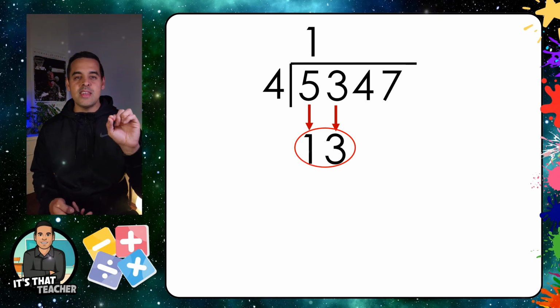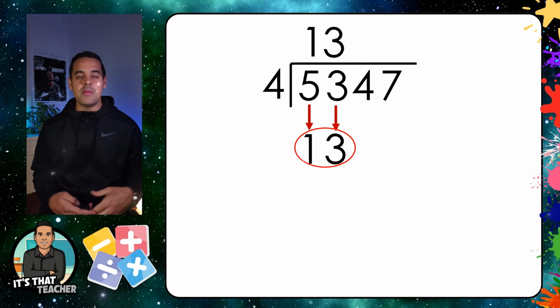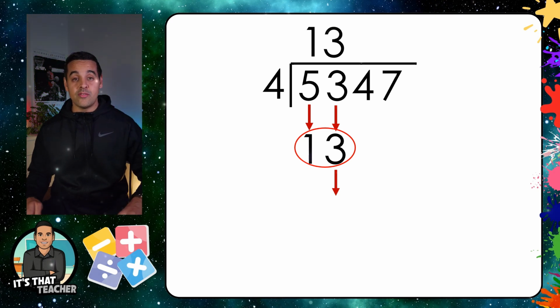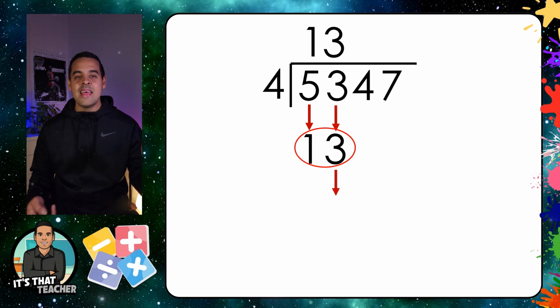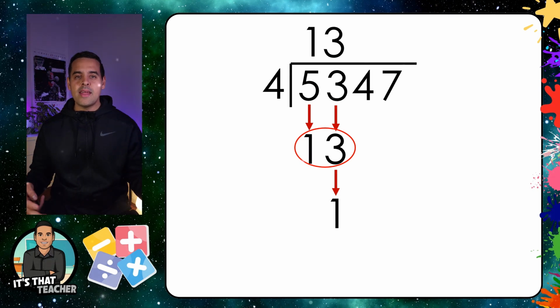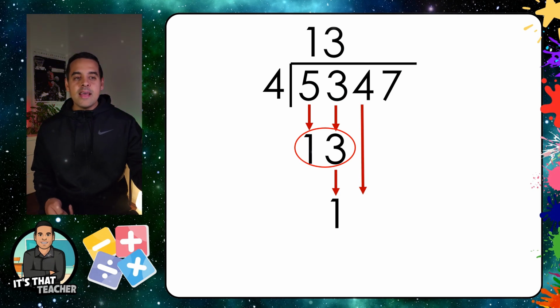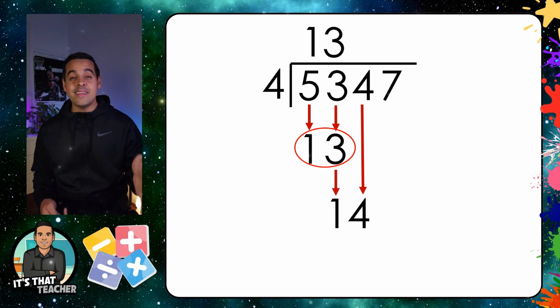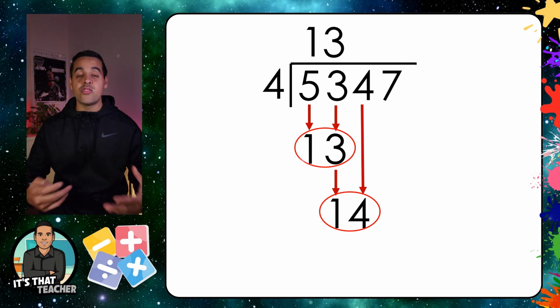How many 4s can fit in 13? That would be 3. Bring down any remainders. That's the trick with long division. Any remainders need to be brought down just like this. It's quite simple once you get the hang of it. Remainders, bring down. Now our next number, the 4 in the tens column, we need to bring down next to the remainder. Remember, you're bringing down the next number, creating 14.